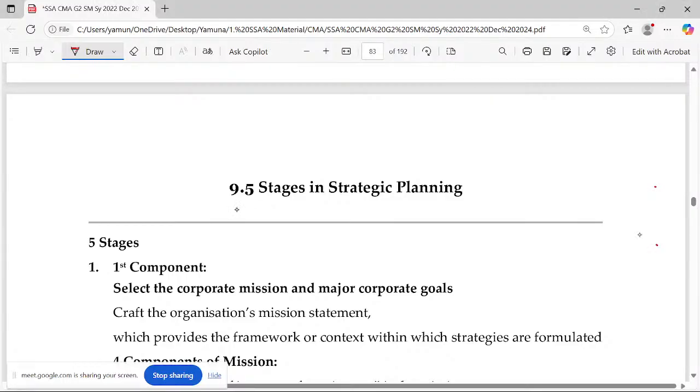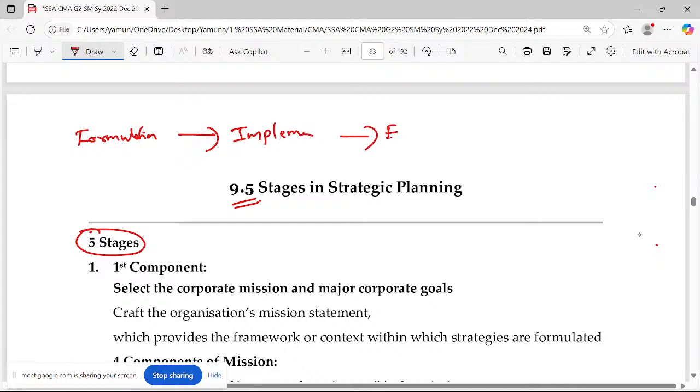Stages in strategic planning. Sometimes we call it five stages, sometimes seven stages, sometimes three stages. Whatever it is, just see the question and write the number of stages. Usually, we say formulation as one stage, implementation as another stage, and the last stage is evaluation and control. This is how we discuss in the first topic. We call this three stages in strategic planning.